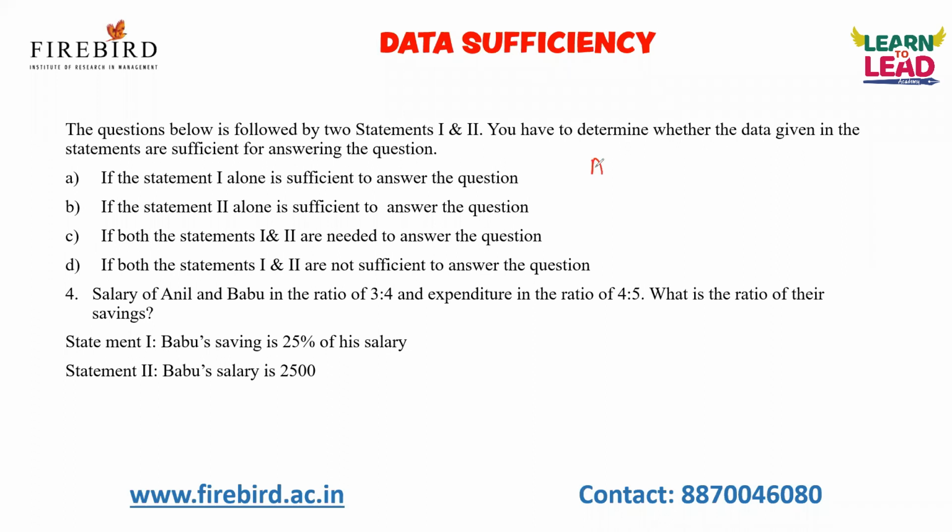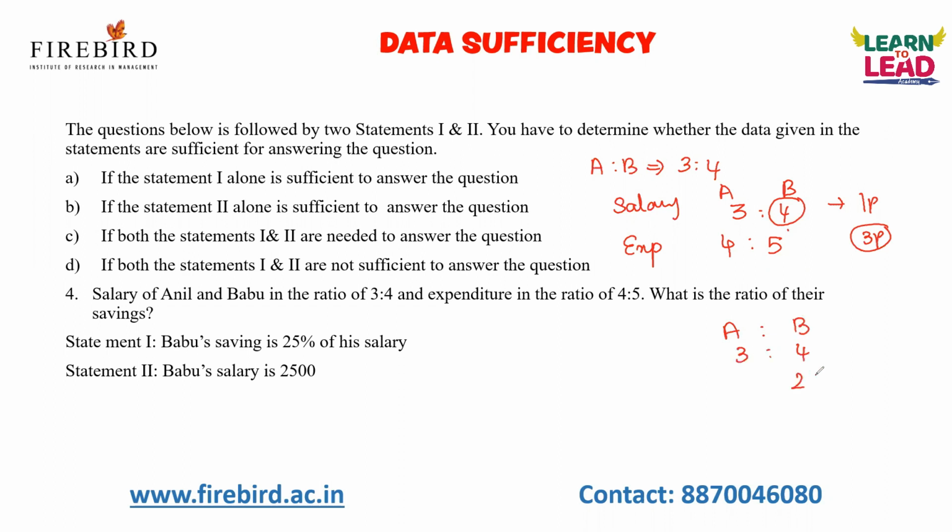The salaries of Anil and Babu are in the ratio 3:4, and expenditures are in the ratio 4:5. What is the ratio of their savings? That is the given. If I take first, Babu's saving is 25% of his salary. Of 4 parts, 1 part is his saving and the remaining 3 parts will be the expenditure. Let us take Babu's salary as 2,500.